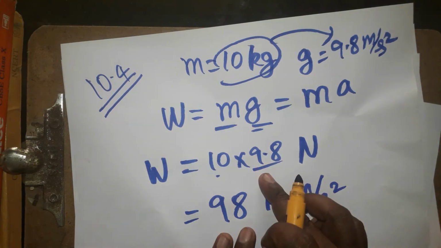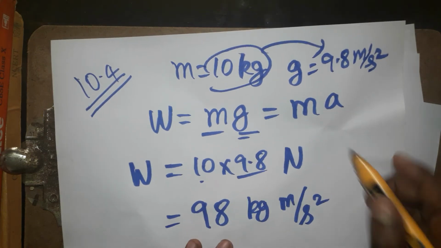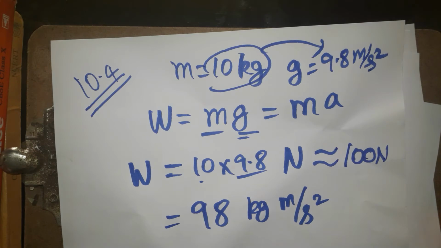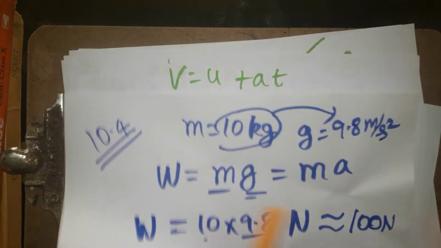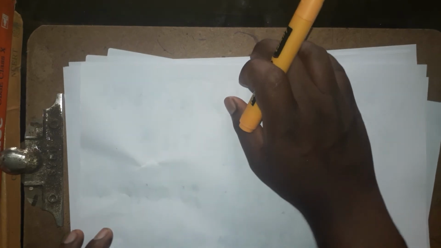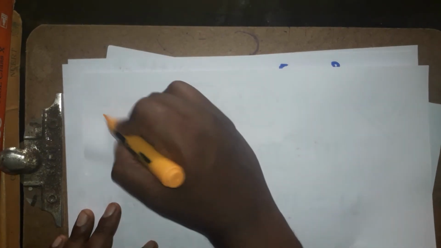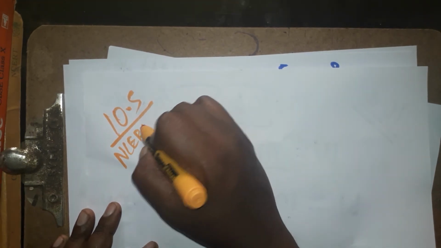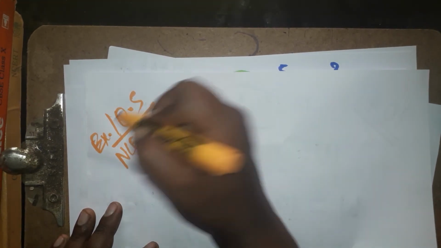Sir, in case I take 10 instead of 9.8, what is the value I will get? Approximately 100 Newton I will get. This is also correct. For small problems you can take the value as 9.8. When you are not able to do the calculation with 9.8, that is the time you can go with 10. That's a technique you can use. If you feel the calculation with 9.8 will be very big, you can use 10. Now next, the 10.5 problem. It is an NCERT example problem 10.5, class 9 physics.